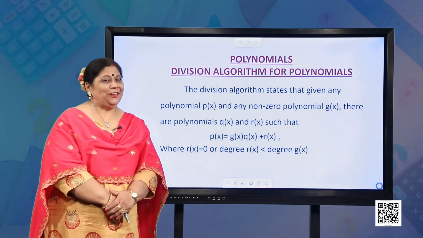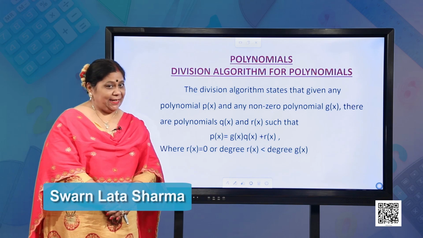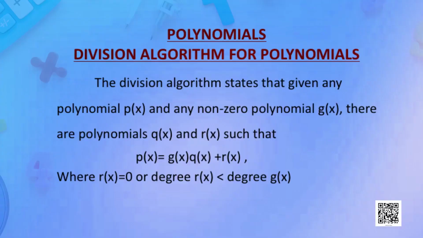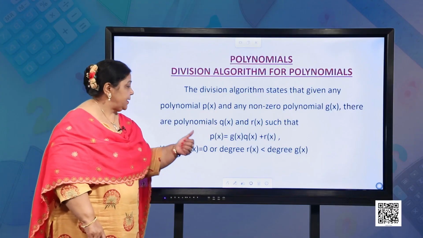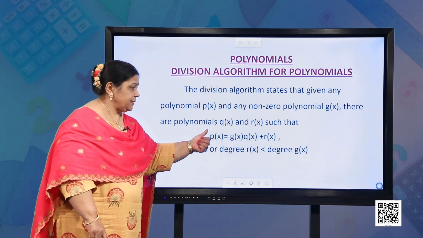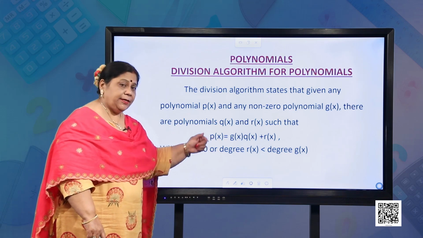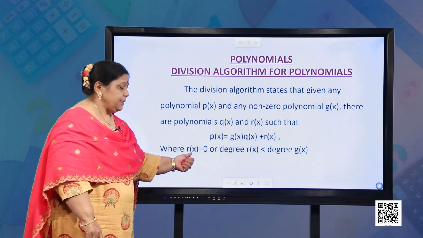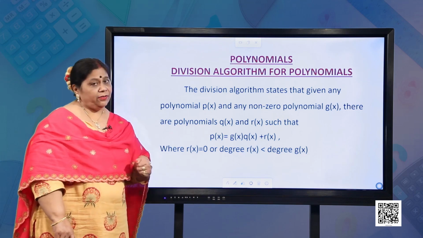Hello students, today we shall look into the second part of polynomial chapter and we shall study about the division algorithm for polynomials. The division algorithm states that given any polynomial p of x and any non-zero polynomial g of x, there are polynomials q of x and r of x such that p of x is equal to g of x into q of x plus r of x, where r of x is equal to 0 or degree of r of x is less than degree of g of x.